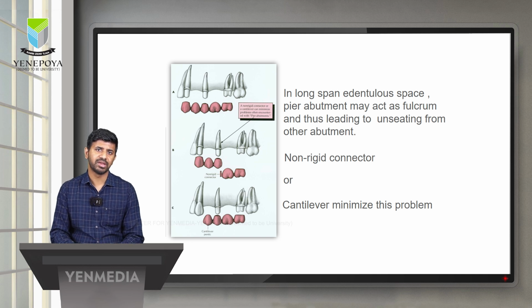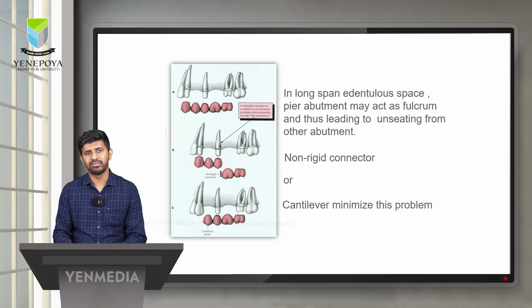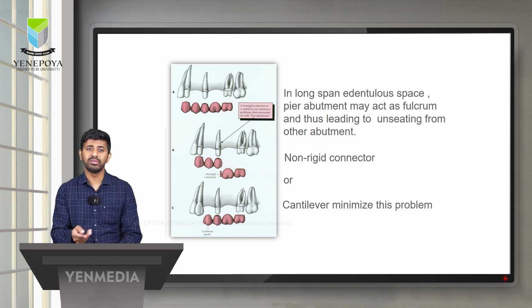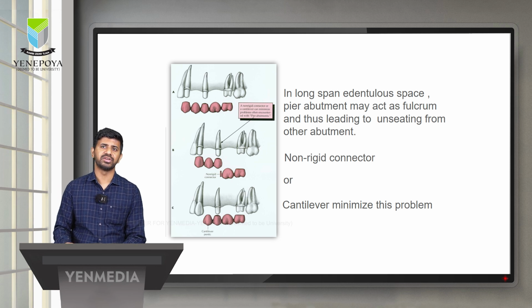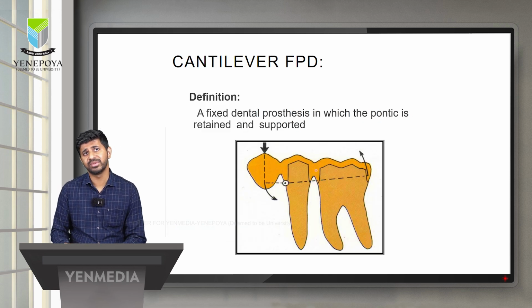If not non-rigid connector, we can also have a 3-unit FPD with a cantilever or a suspended pontic over here, so that we don't involve the neighboring teeth. This can happen only when we have an RPD on the opposing arch. Then comes the last one, that's the cantilever FPD. This cantilever FPD is where there are missing teeth and we can take support.